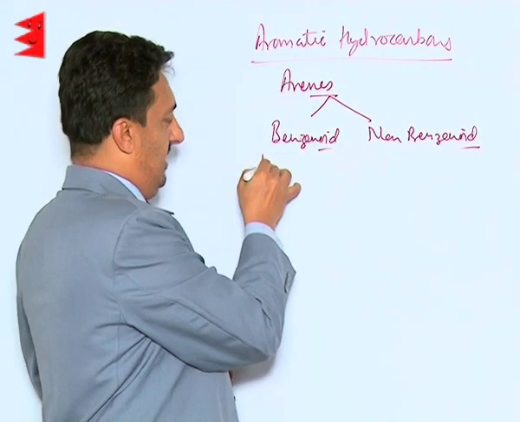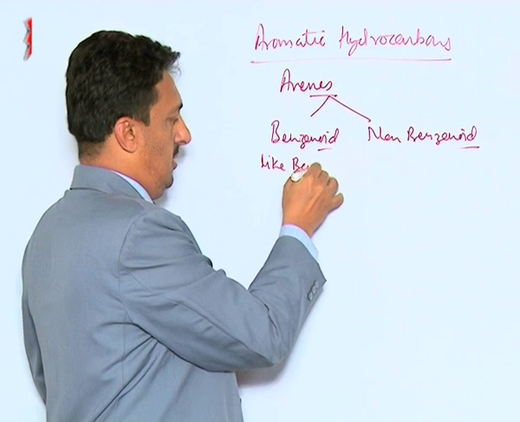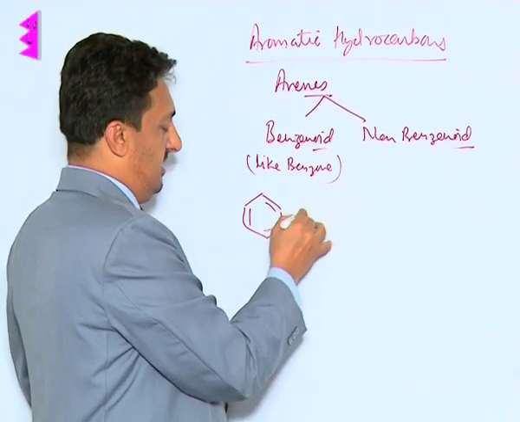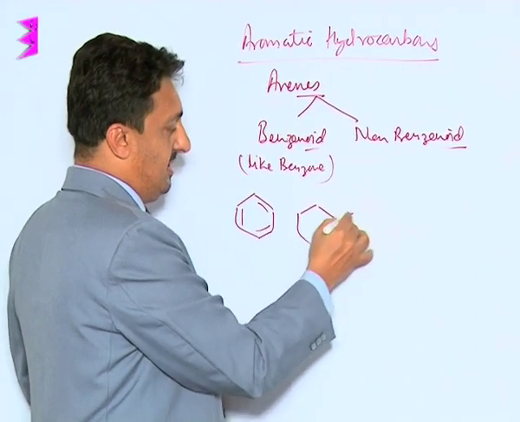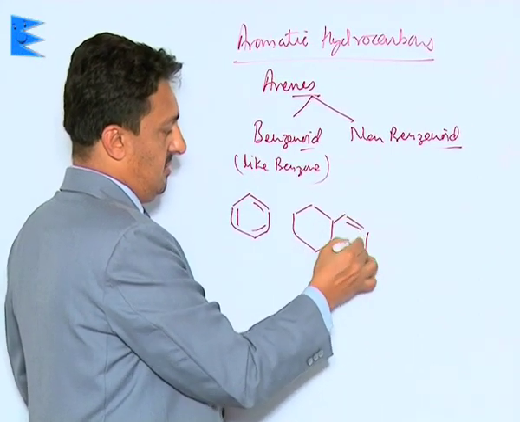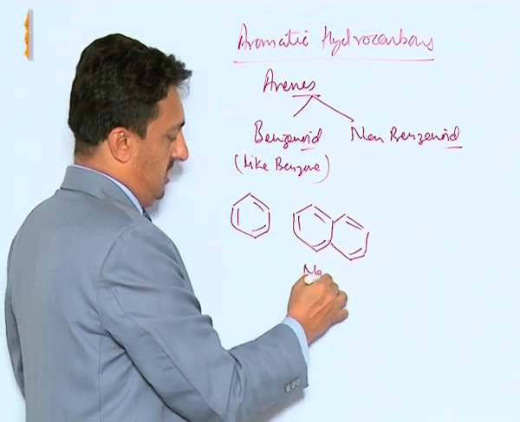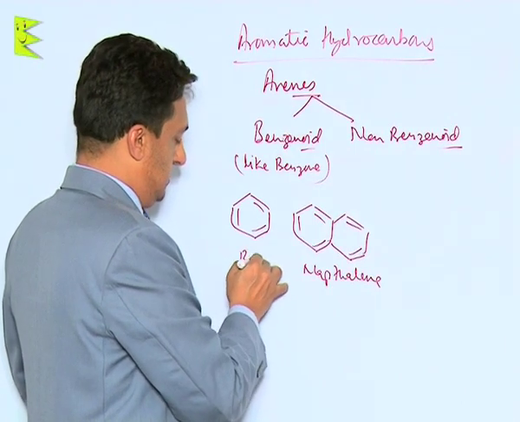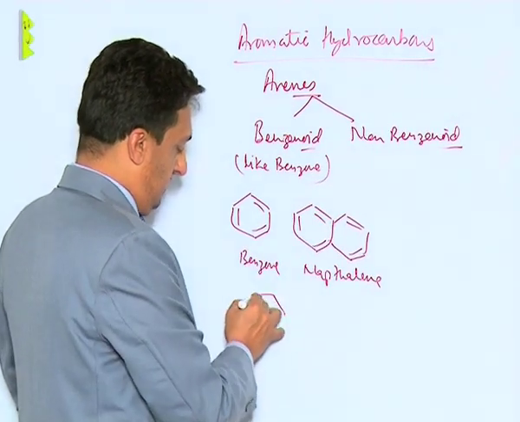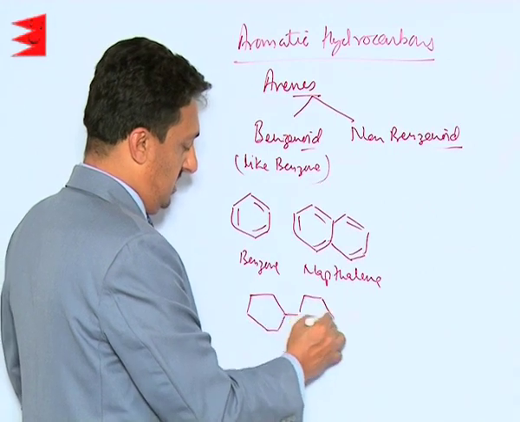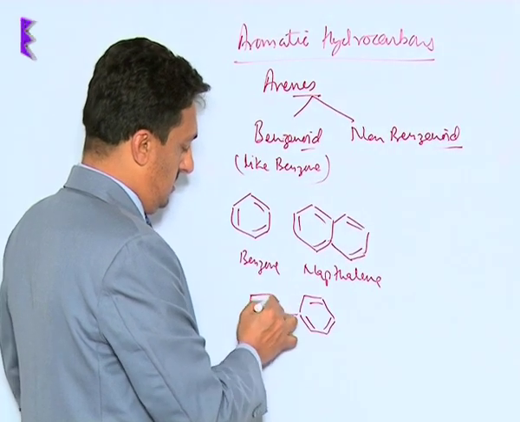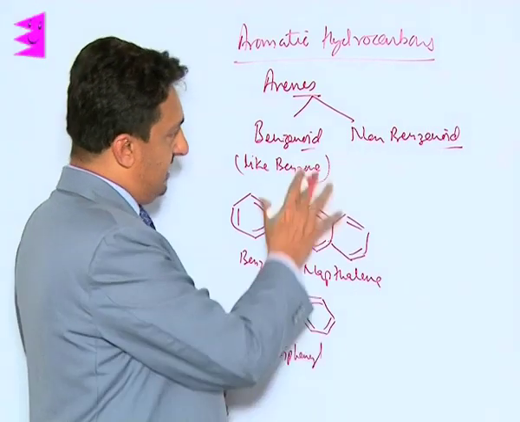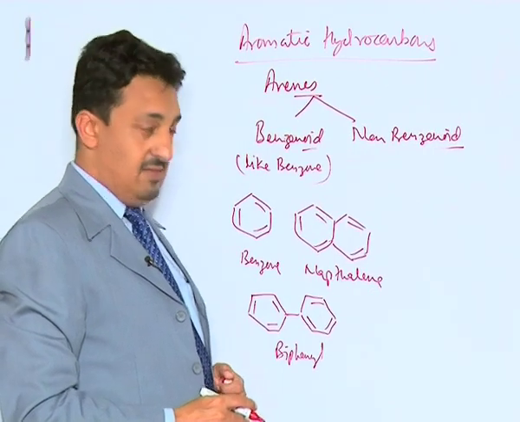Benzenoid means they are like benzene or they have benzene in them. It can be normal benzene, it can be your naphthalene. This is what we have, naphthalene. This is benzene. If we have two benzene rings joined to each other, we call it biphenyl. So all these are benzenoids, arene.